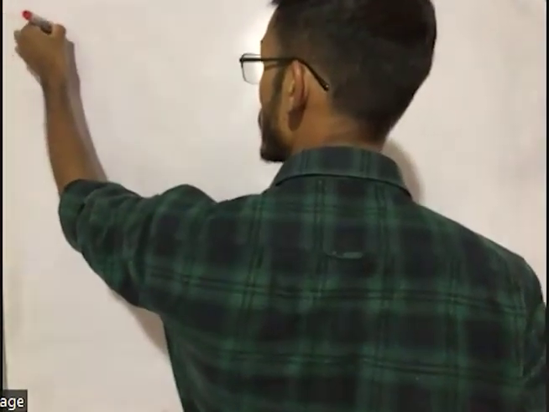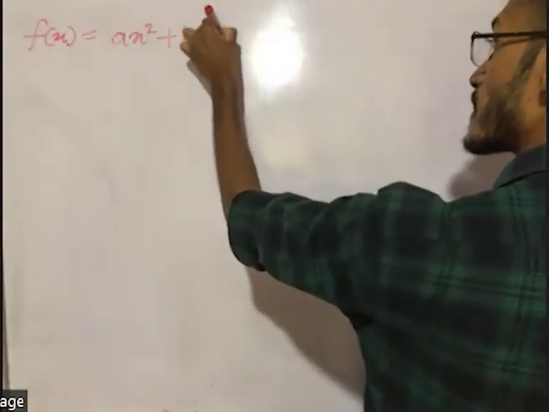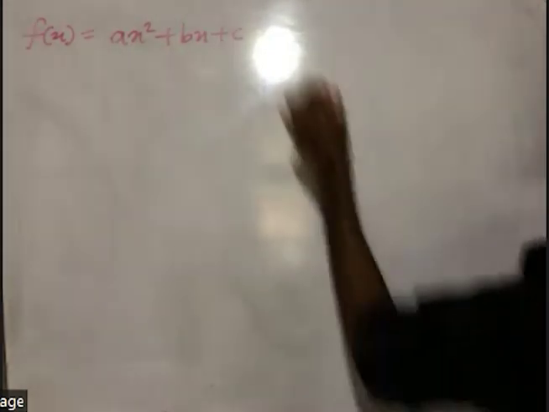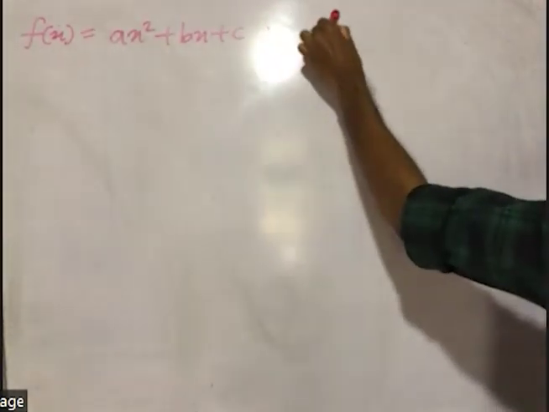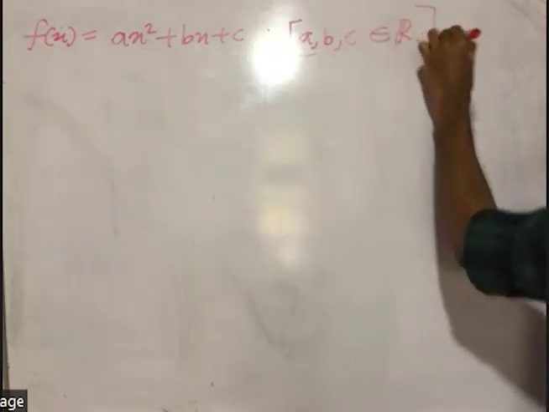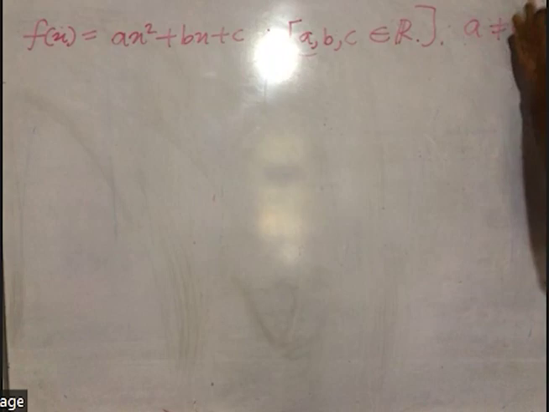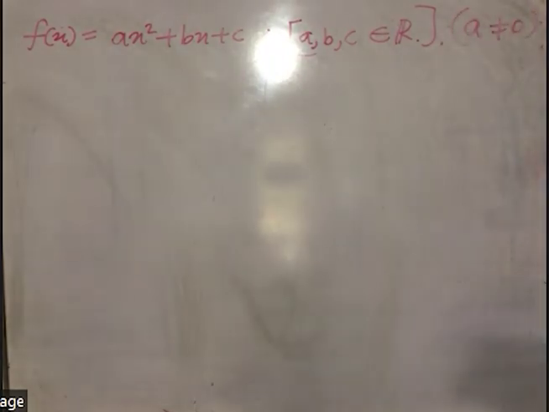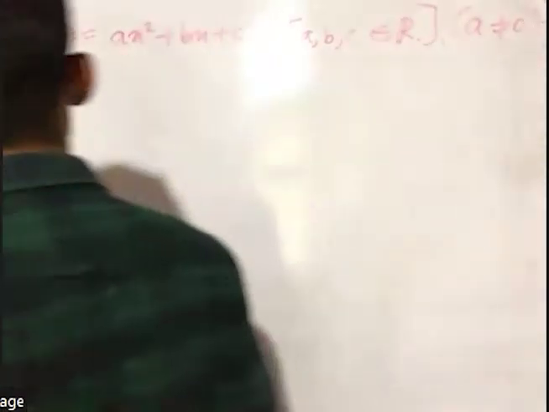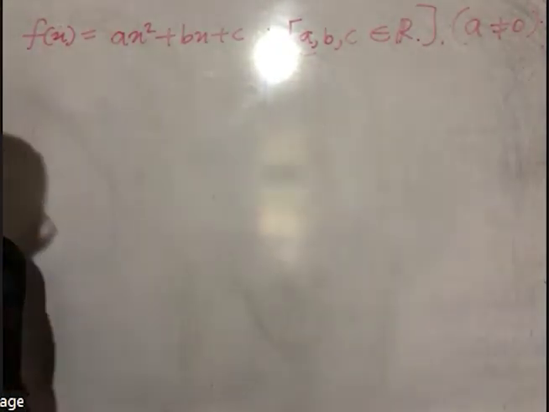f(x) = ax² + bx + c. Here a, b, c are real numbers, and a is not equal to 0. So this is the standard format of a quadratic equation, ax² + bx + c.